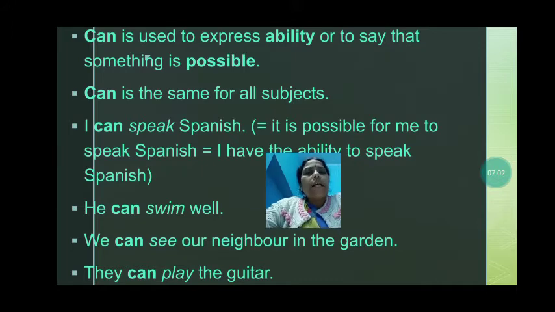Can is the same for all the subjects, whether it is I, you, he, she, it, they, singular, plural, with all we use can. Like I can speak Spanish, that means I have the ability to speak Spanish. He can swim well, he has the ability to swim well. We can see our neighbor in the garden, so we are able to see our neighbors in the garden. They can play the guitar.